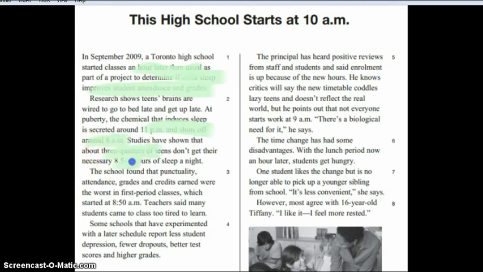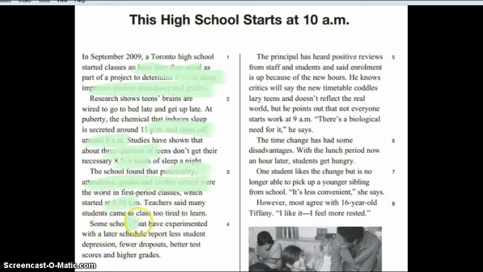I'm just going to go ahead and highlight all this. This is sounding pretty important. It's kind of explaining the biology behind sleep and teens, and it seems rather important, especially statistics that are involved. School found that punctuality, attendance, grades, and credits earned were the worst in first period classes, which started at 8:50 a.m. Wow, well, these guys have a little bit better than us, I guess, starting at 8:15.